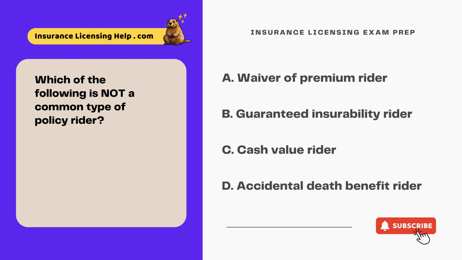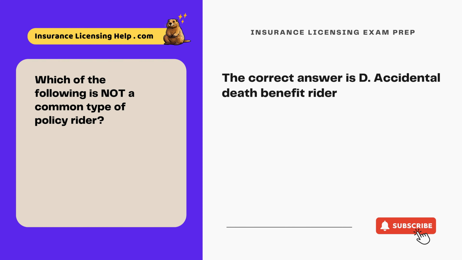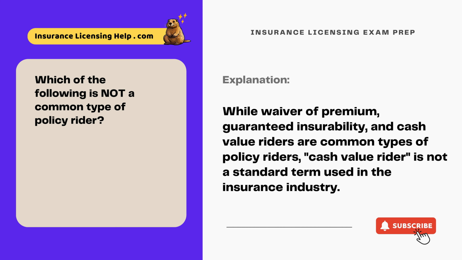Accidental death benefit rider. The correct answer is D. Accidental death benefit rider. While waiver of premium, guaranteed insurability, and cash value riders are common types of policy riders, cash value rider is not a standard term used in the insurance industry.